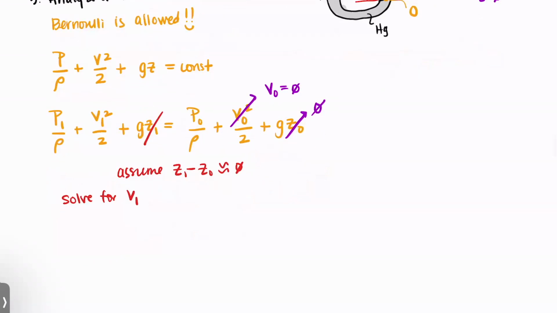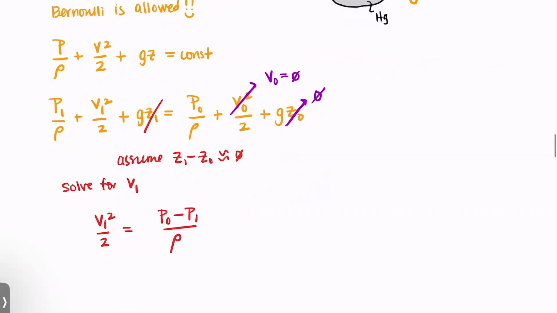And when we do that, I can solve this equation for V1, which we've already done before, but I'm just going to show it to you again. So we have V1 squared over 2 is equal to P naught minus P1 over rho. I'm going to multiply by 2 and then take a square root. And this is density of air. Since we have density of mercury that shows up in here, I'm going to make sure it's extra clear that this is air.